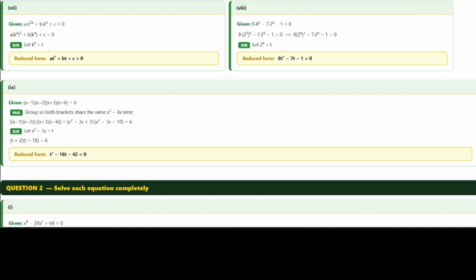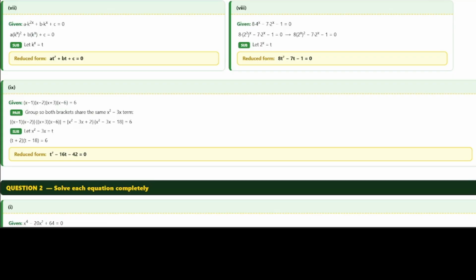So how are we going to solve this type of equation? Firstly, if you take minus 1 and add that with minus 2, what is the result? It's minus 3. And if you take 3 and add that with minus 6, you will get minus 3 also. So that means that x minus 1 must be multiplied with x minus 2, and x plus 3 must be multiplied with x minus 6.